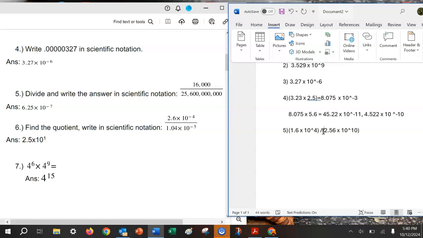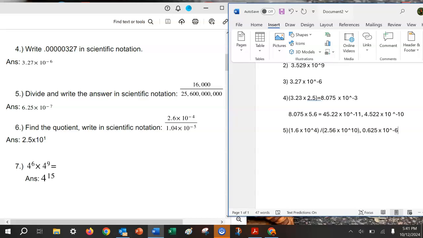Okay, so now I'll just do the problem very similar to what I did at problem 2. I'll start off with 1.6 divided by 2.56. So there's my calculator. I'll do 1.6 divided by 2.56, and I get 0.625 times 10. Now since I'm dividing, I'm going to subtract. So I have 4 minus 10, and that would become a negative 6.